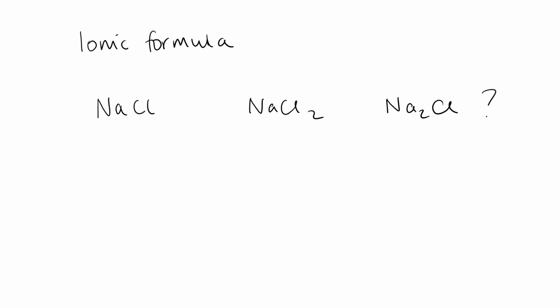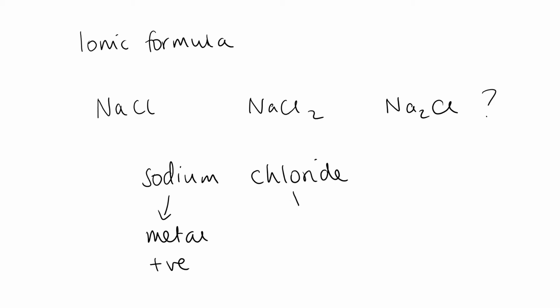And it all depends on the group numbers of the ions in the compound. So sodium is a metal and so forms a positive ion, and chloride is the ion of chlorine, which is a non-metal and therefore negative ion.